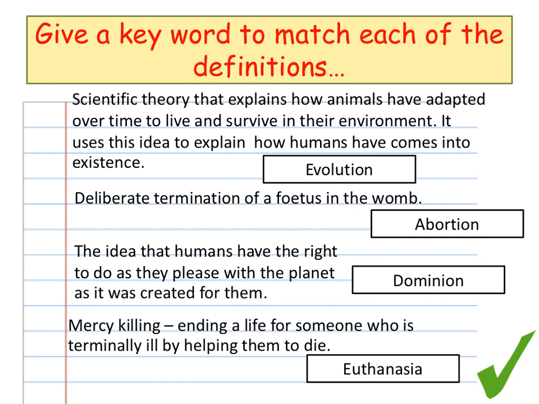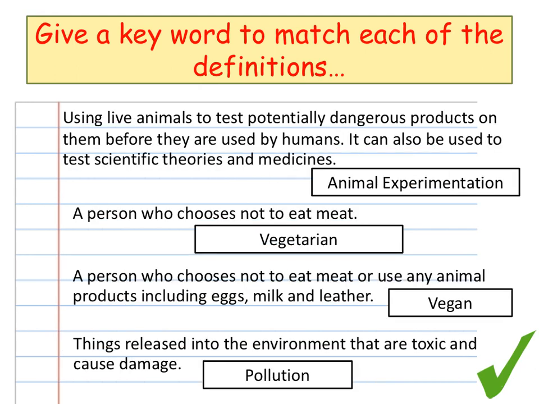A mercy killing, the ending of a life for someone who is terminally ill by helping them to die, is euthanasia. Using live animals to test potentially dangerous products on them before they're used by humans, which can be used to test scientific theories and medicines, is animal experimentation. A person who chooses not to eat meat is a vegetarian. A person who chooses not to eat meat or use any animal products, including eggs, milk and leather, is a vegan.